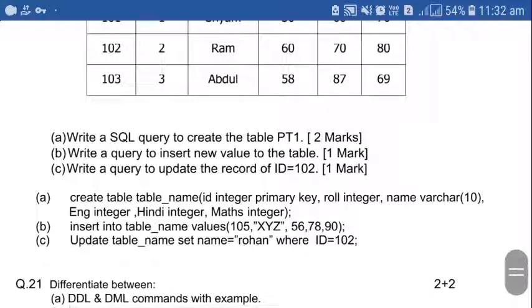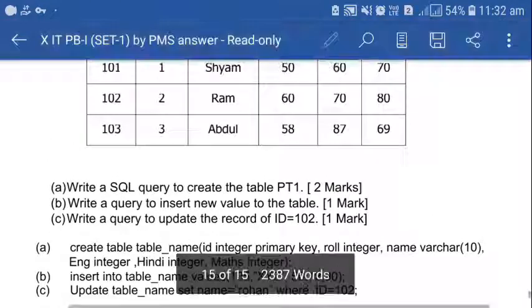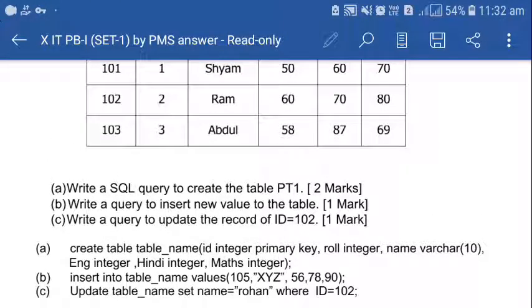And number 2, insert into table. Insert into is a command, and write here the table name, then values according to the field sequence. Okay, so 105, XYZ and 3 marks of the subject. Here 105 is the ID and XYZ is the name, and 56, 78 and 90 are the different marks. After that close the bracket and then press semicolon.